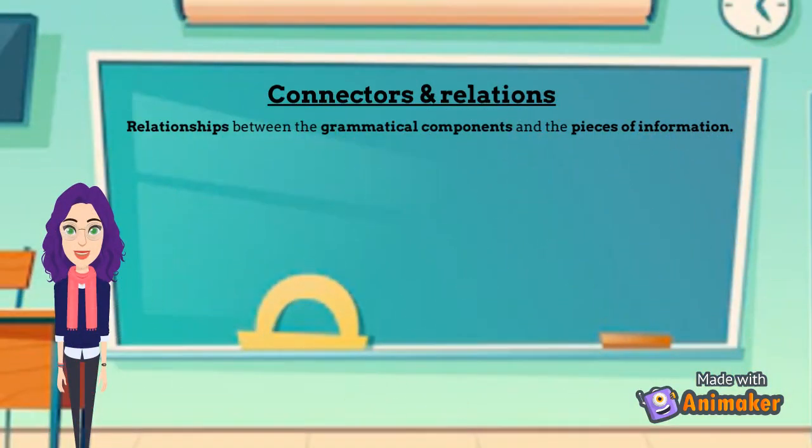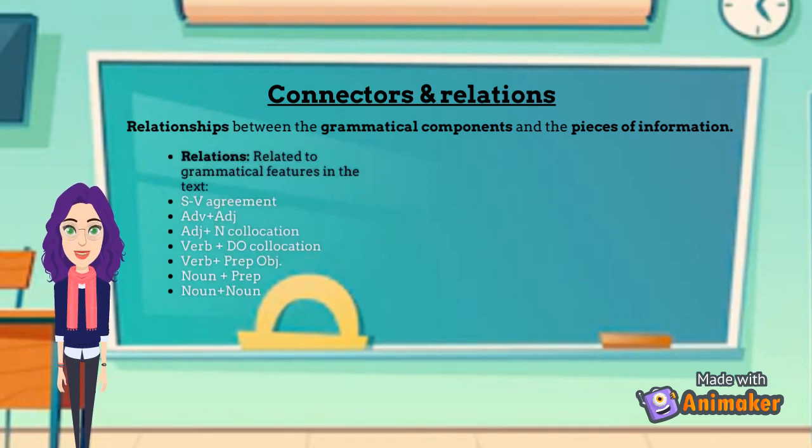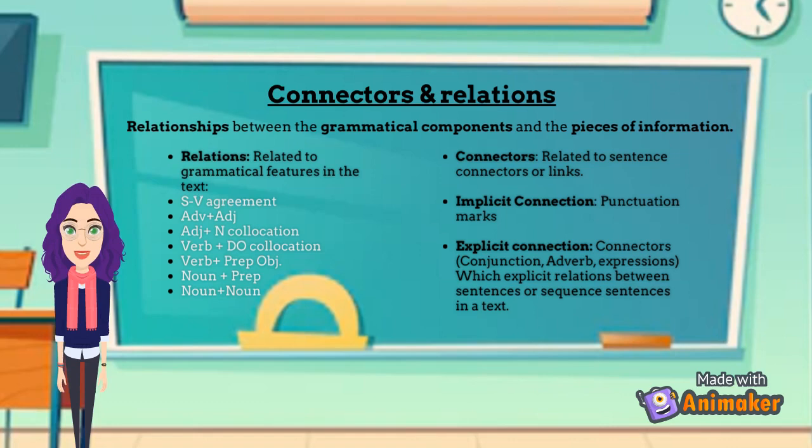Connectors and relations are relationships between the grammatical components and the pieces of information. Relations relate to grammatical features in a text, and there are 7 different types. Connectors relate to sentences, connectors, or links, and there are 2 different types: implicit connection and explicit connection.